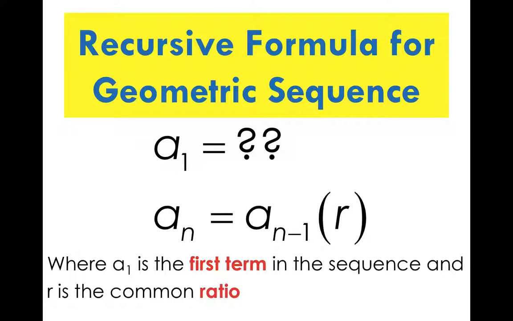When we're talking about a recursive formula for a geometric sequence, it's used when we're given the formula and trying to find a sub n. So the formula still stays the same, with the exception that now we're talking about a sub n minus 1 instead of a to the n minus 1, where a sub 1 is the first term in the sequence and r is the common ratio. But we're going to look at a couple of examples so that you can see exactly what that means.